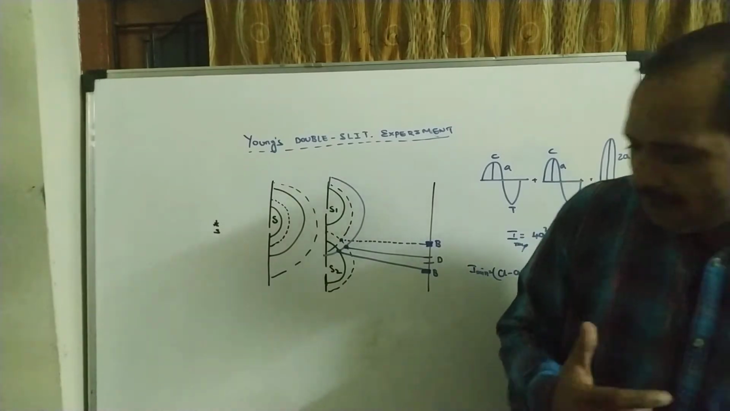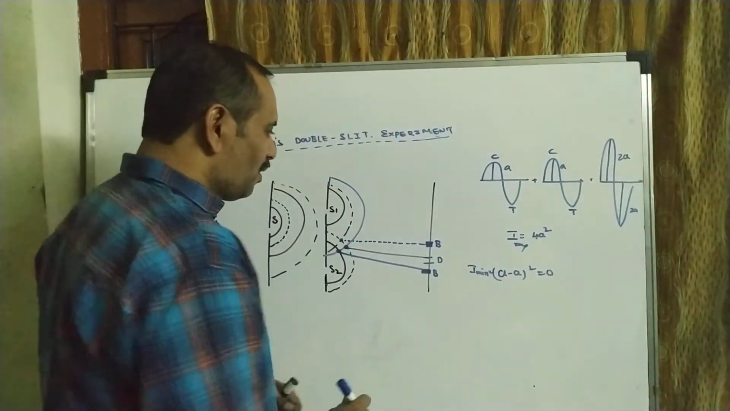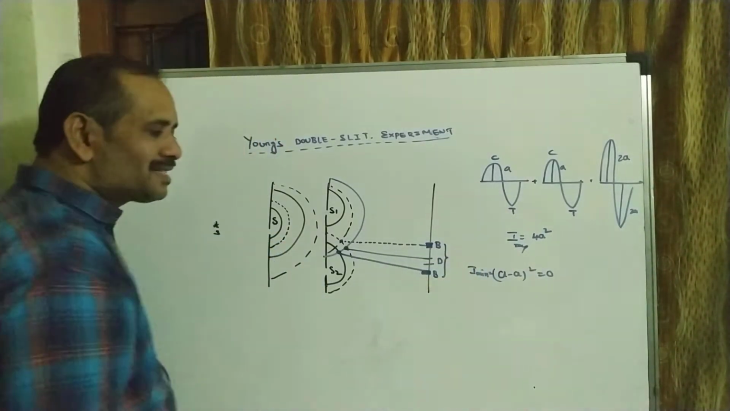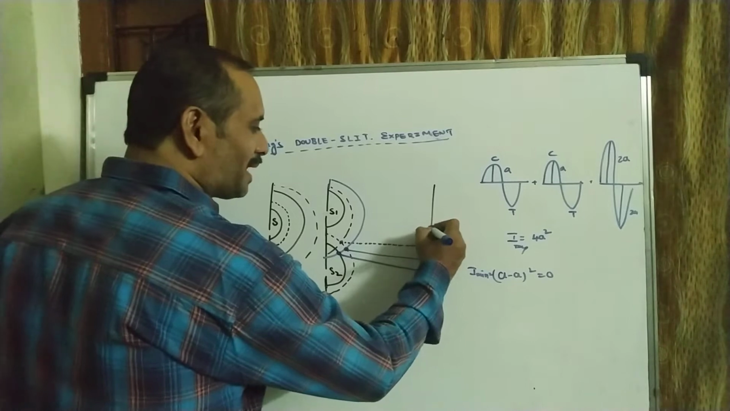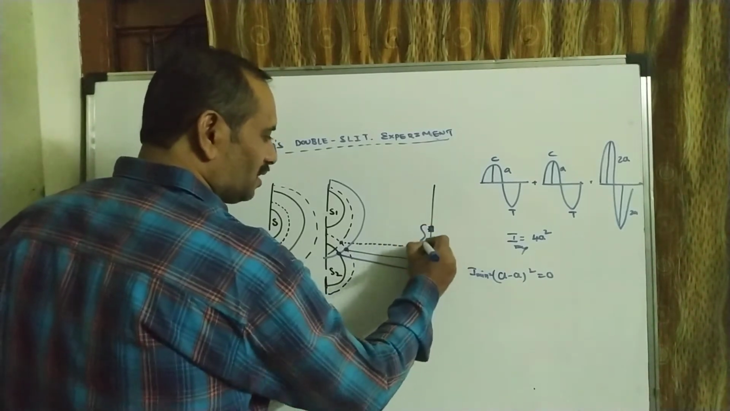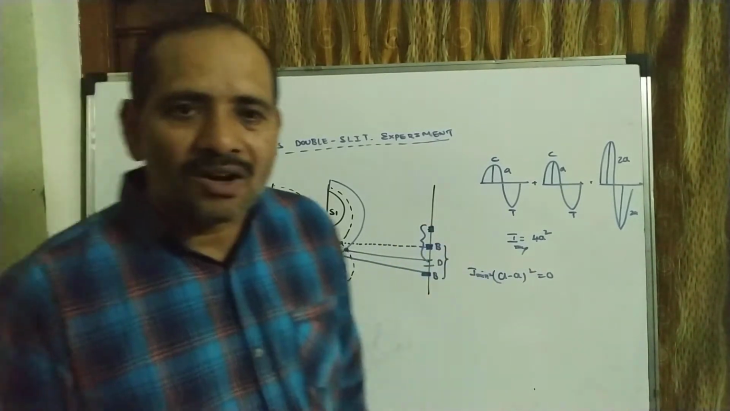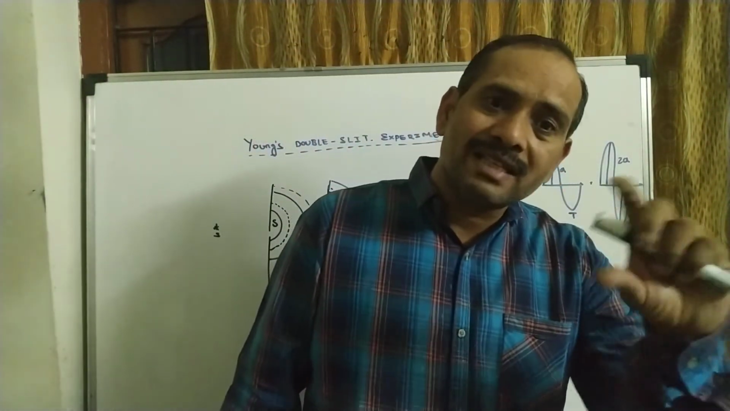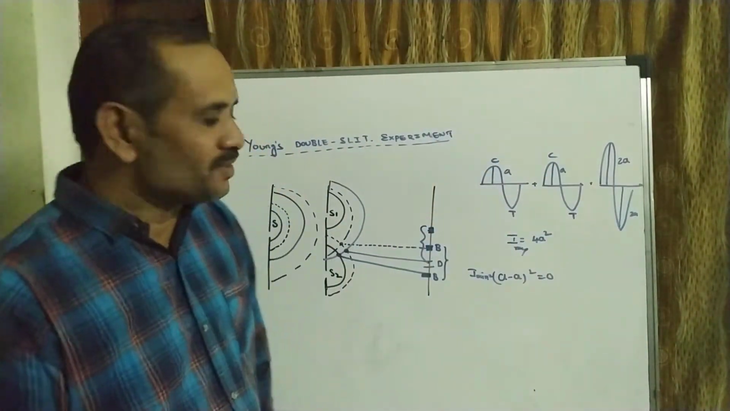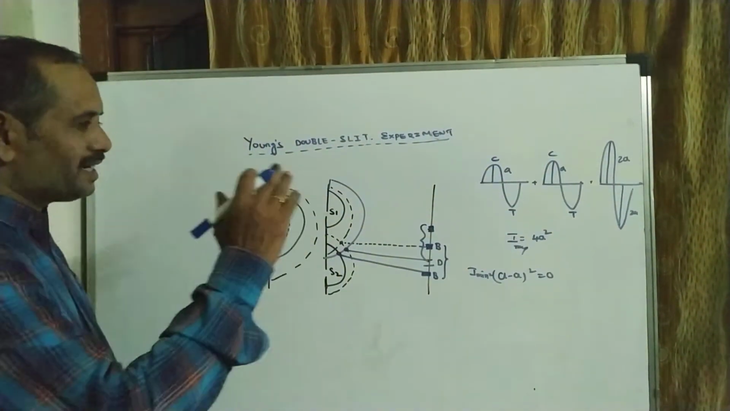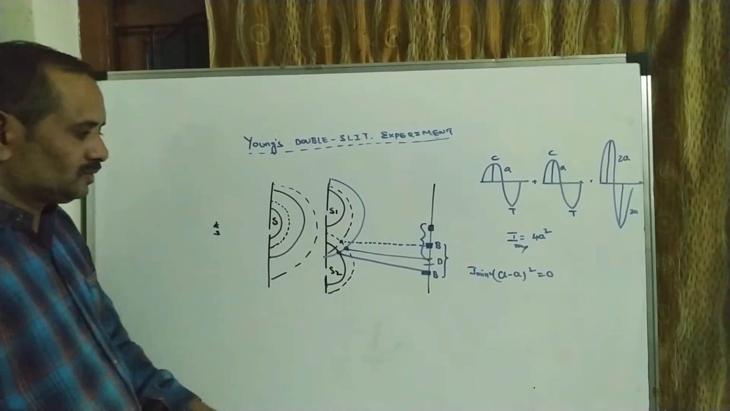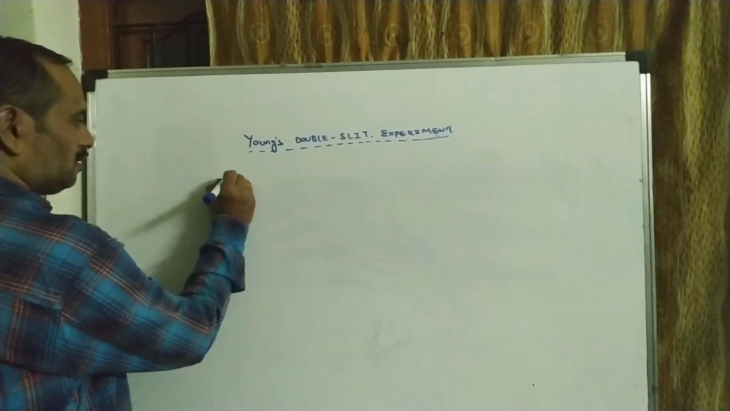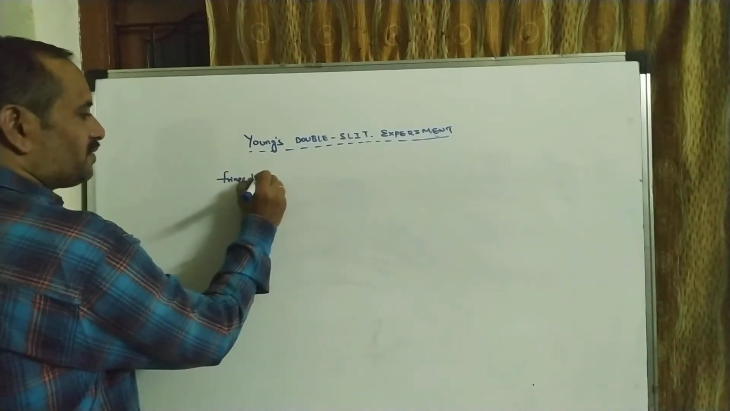Next, sir, my task is this. Okay, bright and bright form. What is the distance between bright and bright, dark and dark? The bright and bright, dark and dark distance is called fringe width. The distance between successive bright bands or successive dark bands is called fringe width. So I want to calculate the fringe width expression.